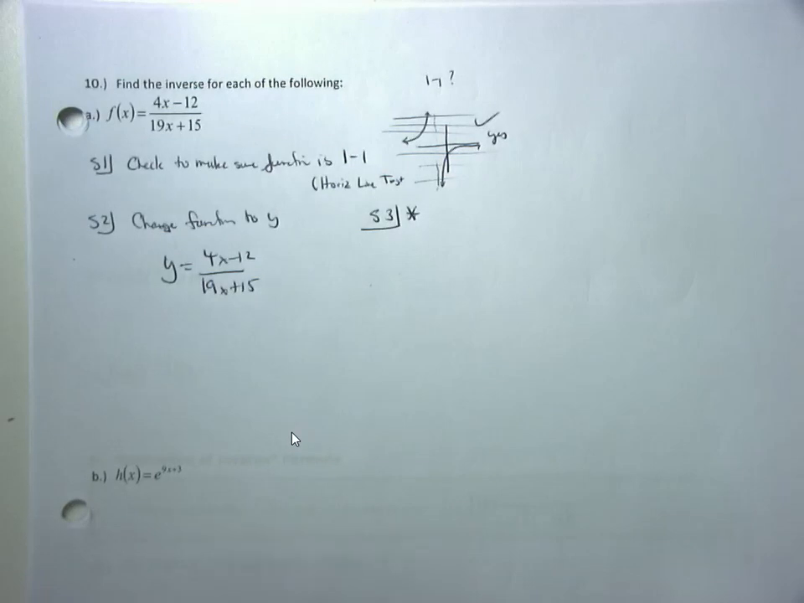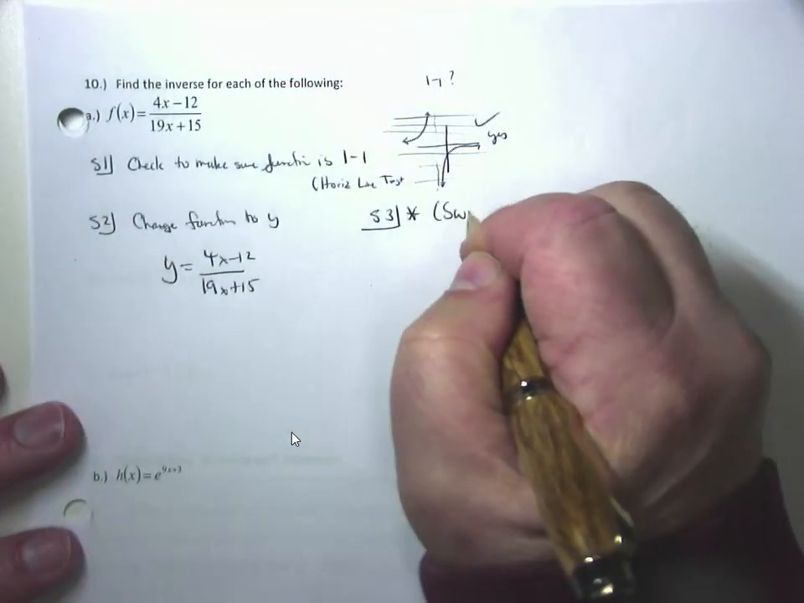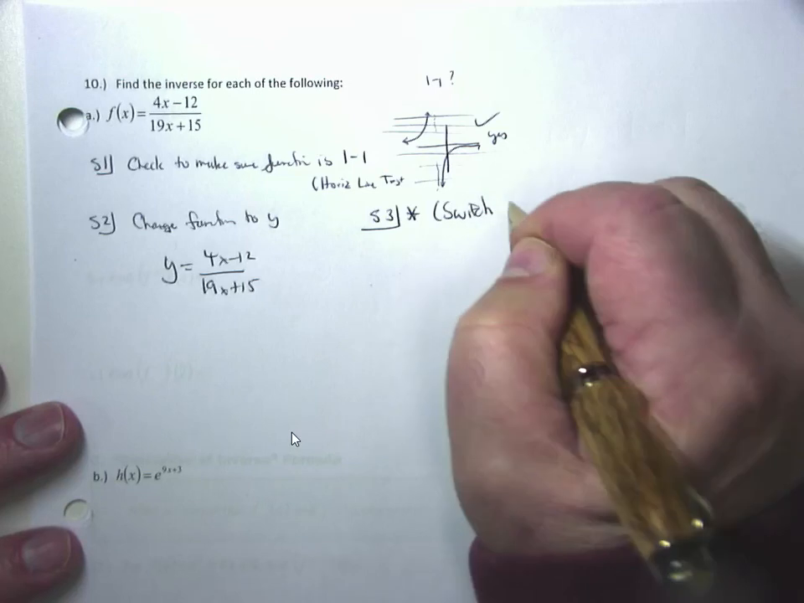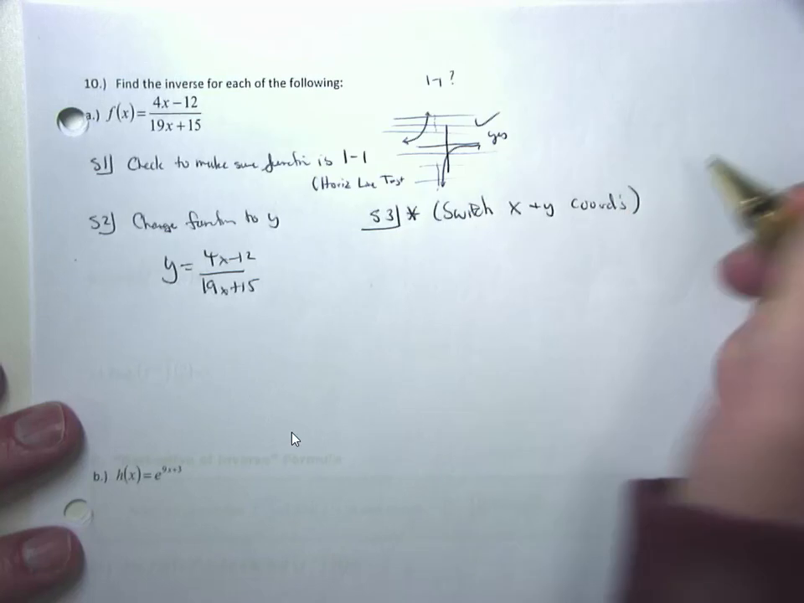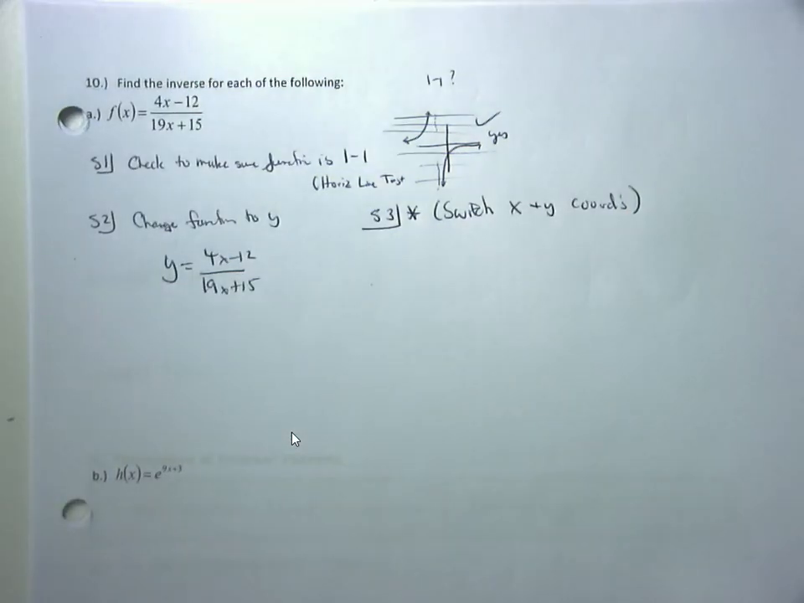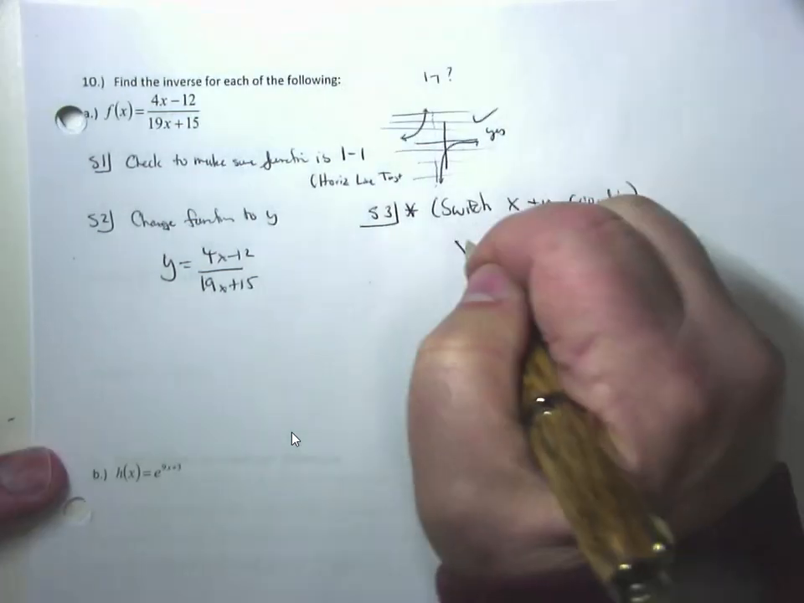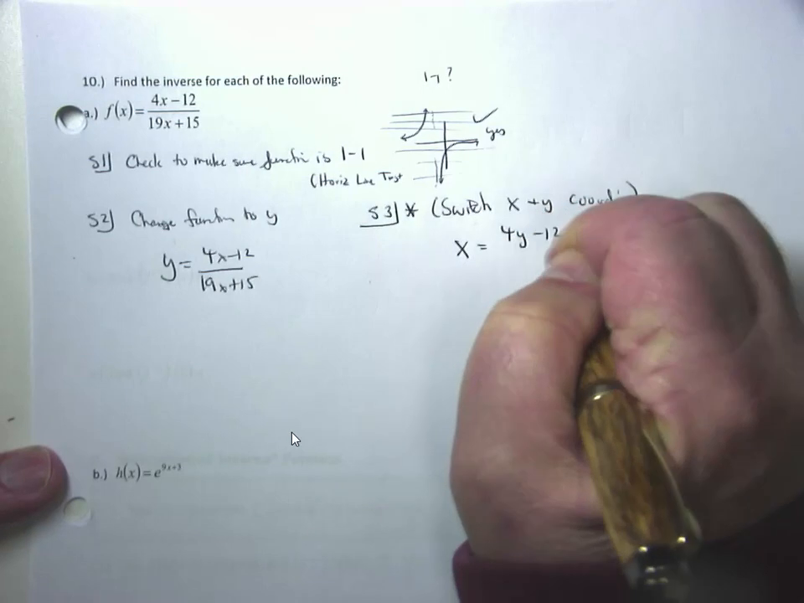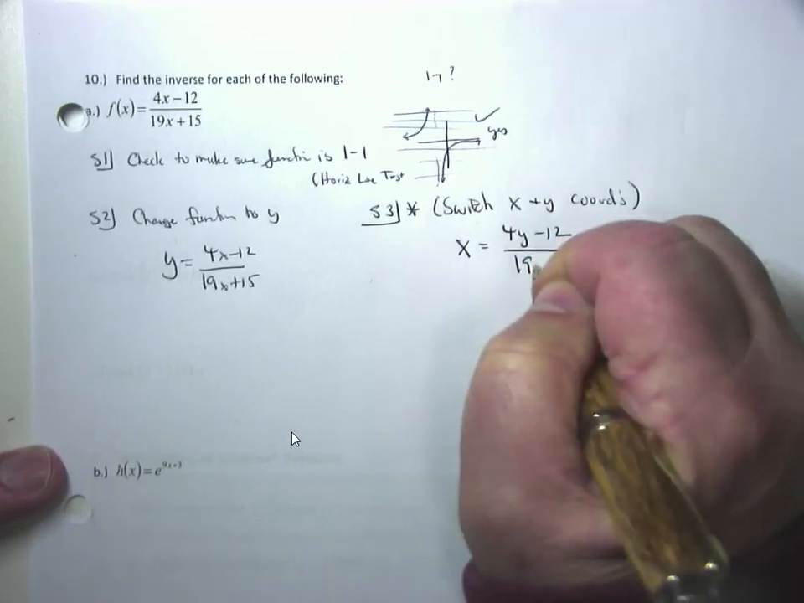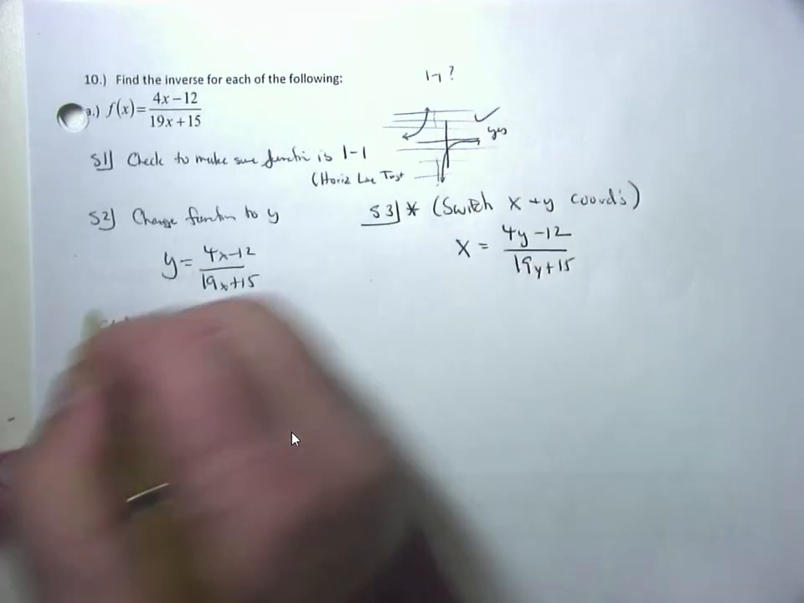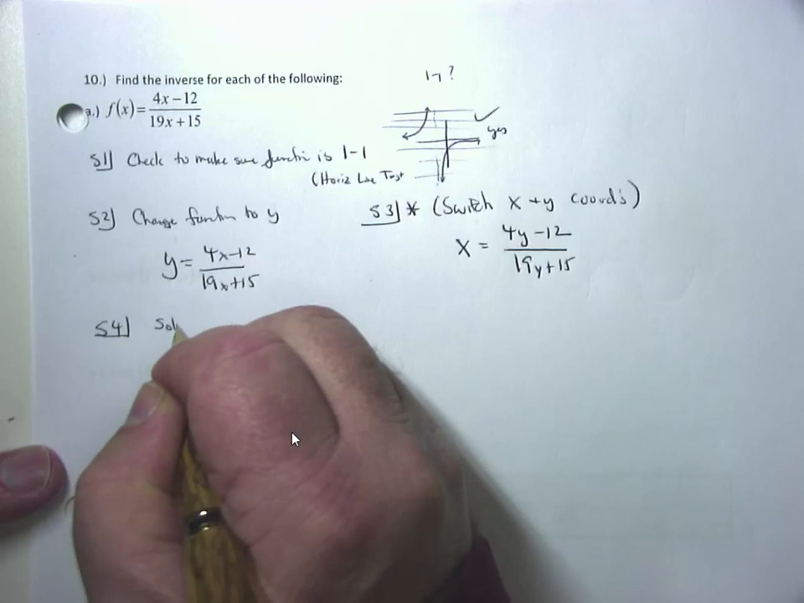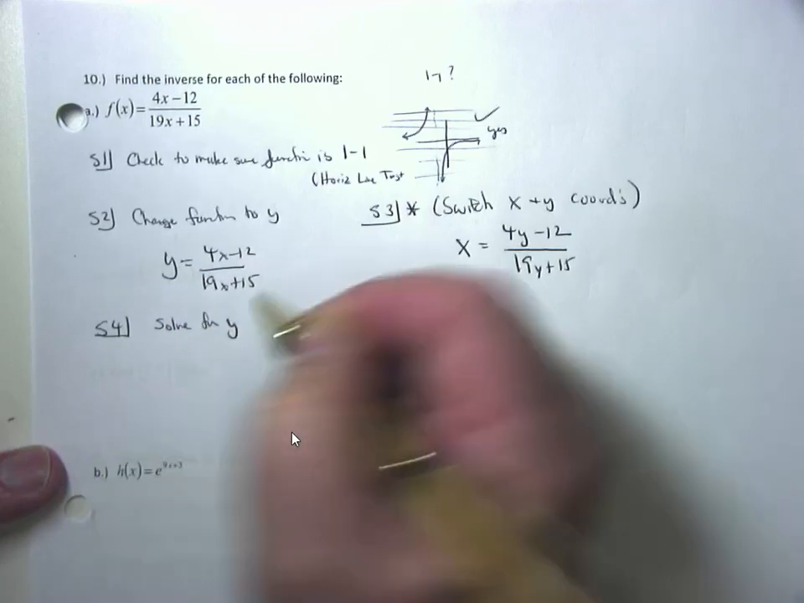Step number 3, this is the big step right here. This is what you do with inverses. You switch the x and y coordinates. Switch the x and y coordinates. So replace x with y and y with x. So that's going to give me x equals 4y minus 12 over 19y plus 15. And then step number 4, this is the work step, go solve for y.